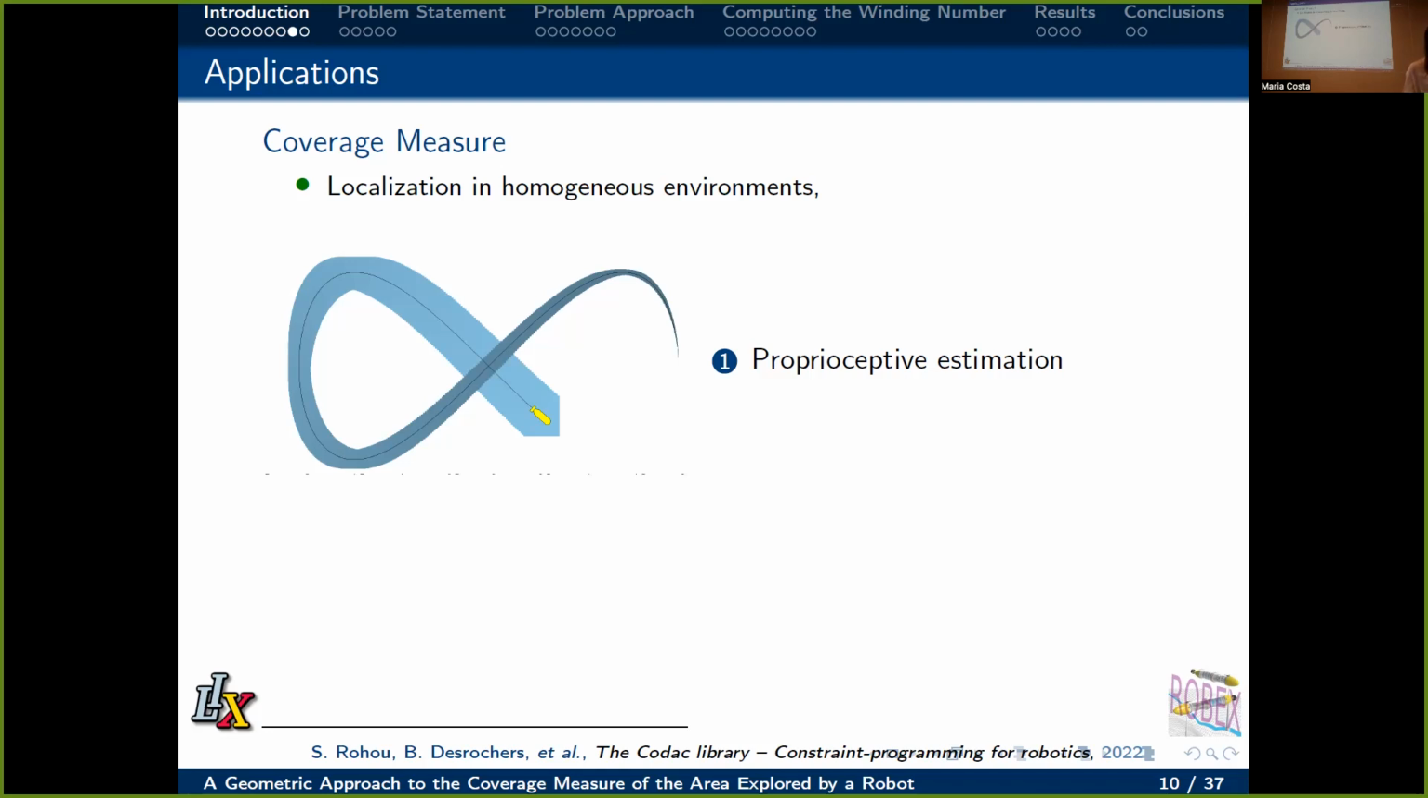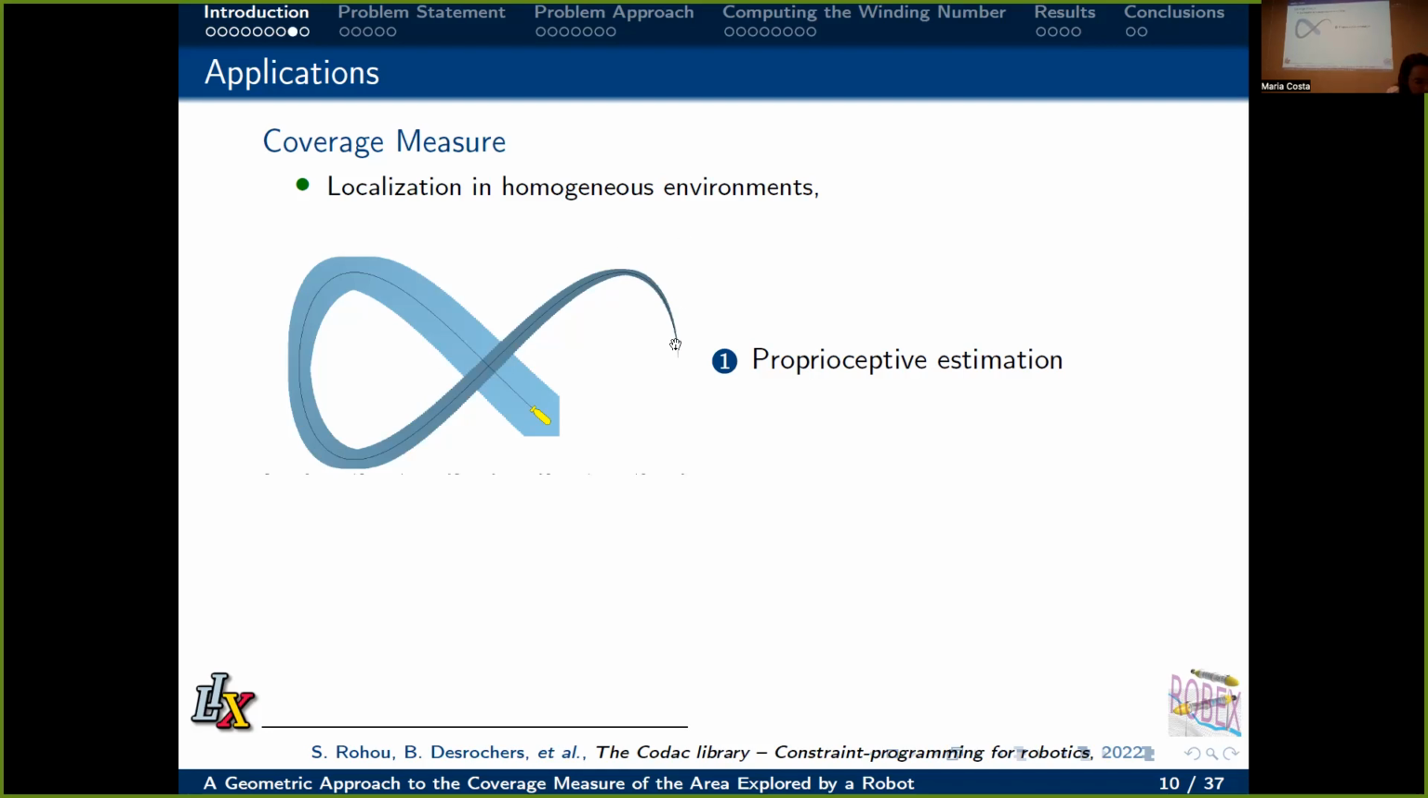And we will obtain a first estimation of the robot's position. So as you can see here in the picture, we have this black line that corresponds to the robot trajectory, the actual robot trajectory that we don't know, that we are trying to estimate. And then we have this blue envelope surrounding the solution. That is what we can estimate with the proprioceptive sensors.